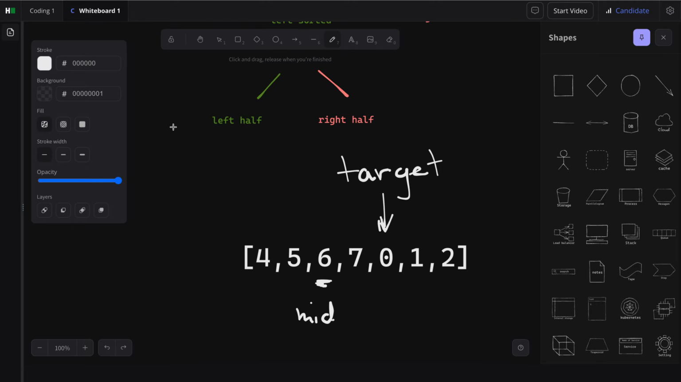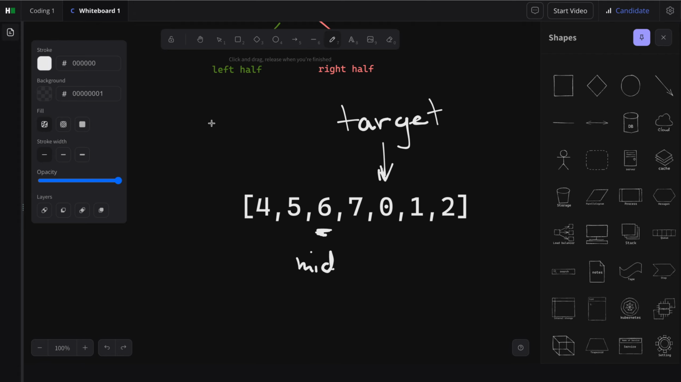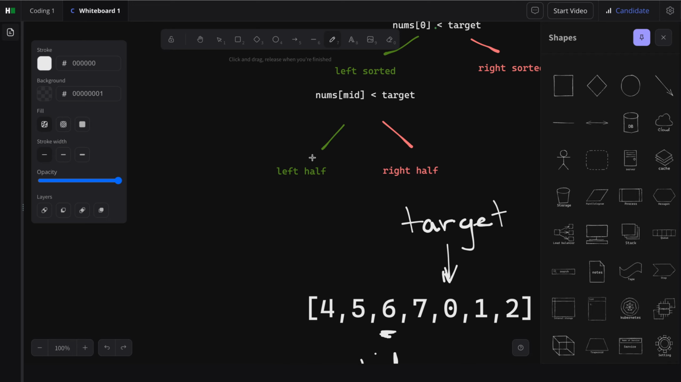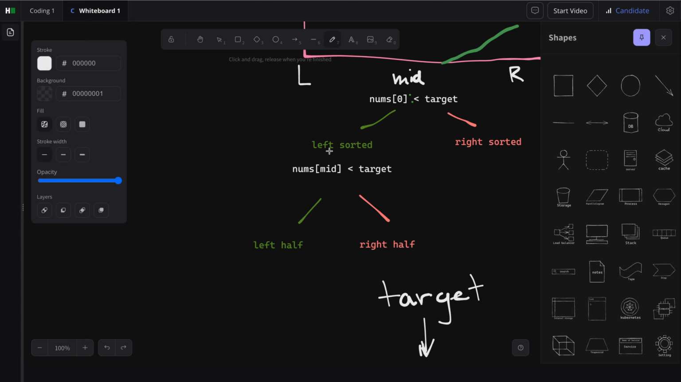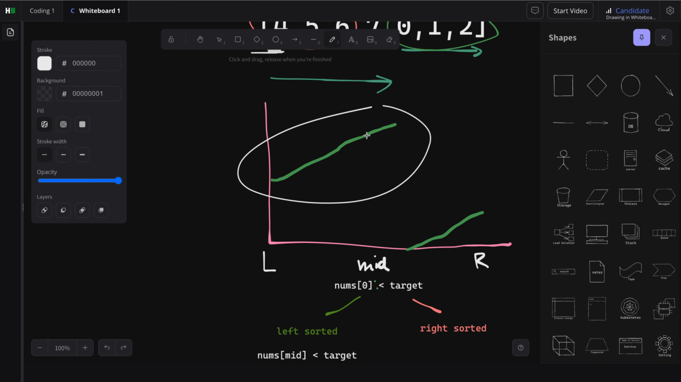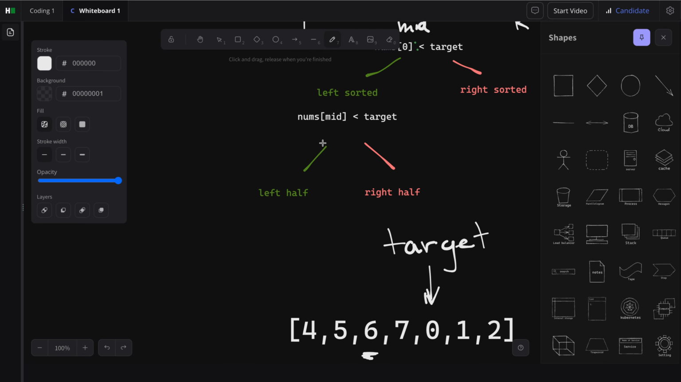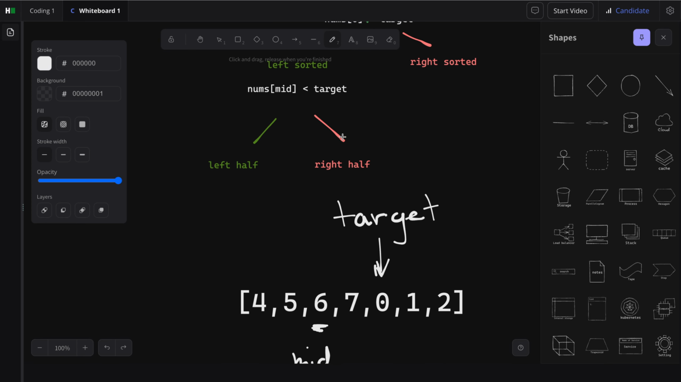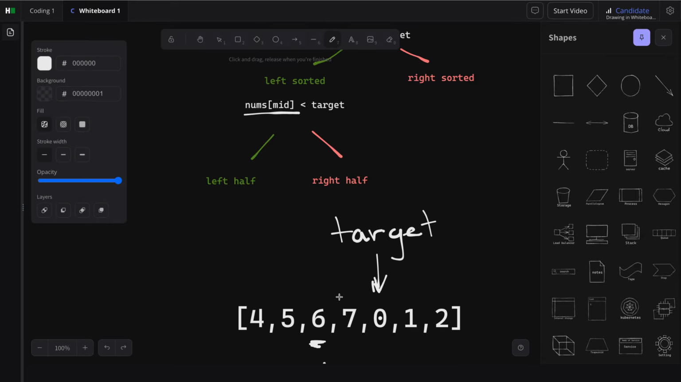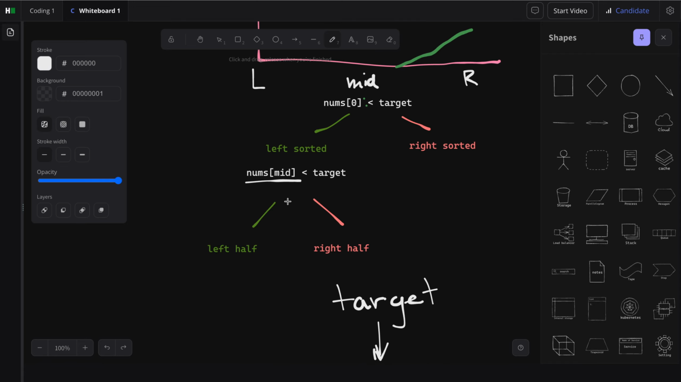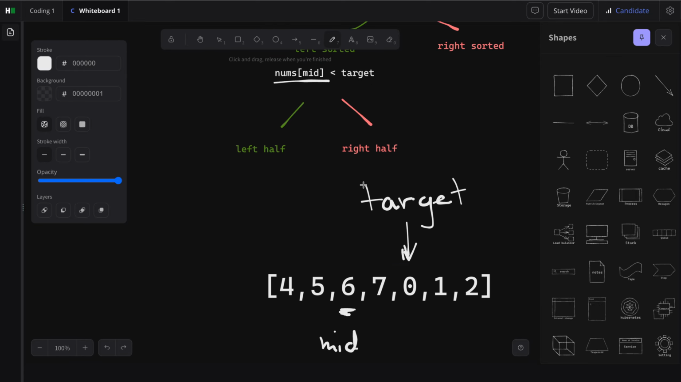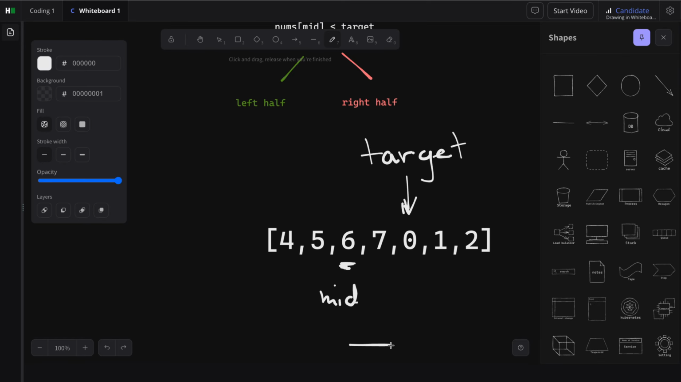Okay, so if we determine we're in the left sorted section, this section right here, and we do a check for this, where num_mid is the value in the middle. Let's imagine 6 is less than the target. Technically, we need to move in this direction.